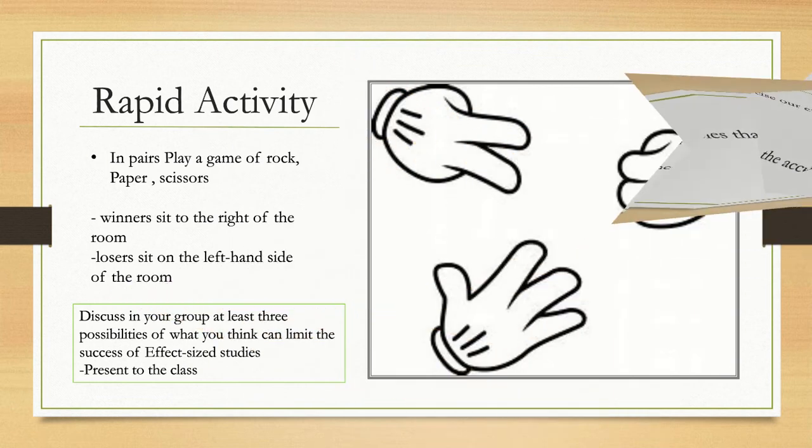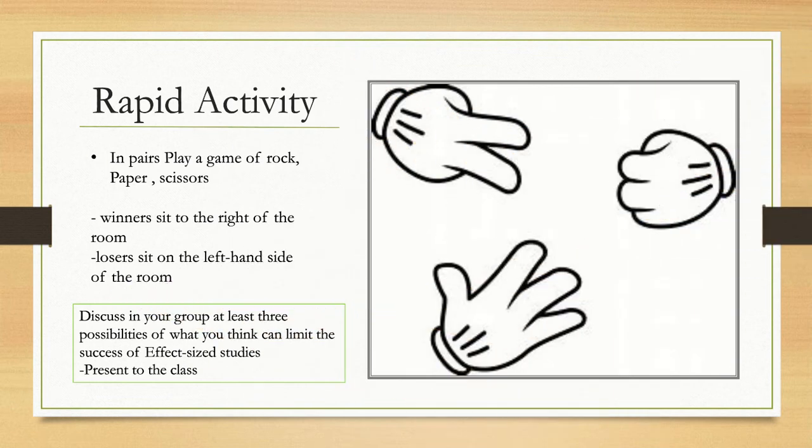I want you to play a rapid activity here. I want you to play in pairs a quick game of rock, paper, scissors. I want the winners to sit on the right hand side of the room and the losers to sit on the left hand side of the room. I want you to discuss in your groups, winners and losers, at least three possibilities of what you think can limit the success of effect size studies. And then I want the losers to present this to the class of what they came up with. The winners don't have to present to the class because they won, and essentially this just incorporated friendly competition into the school environment.